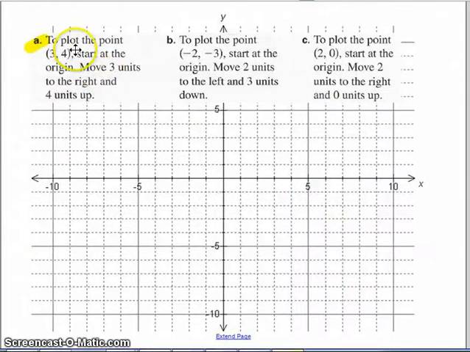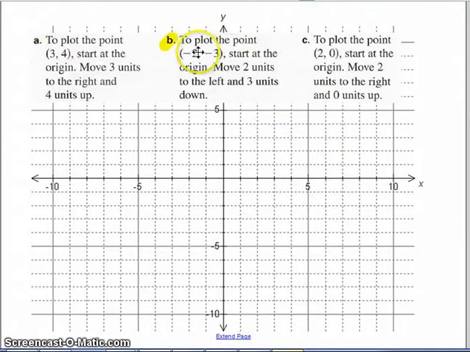To plot the point (3, 4), for example, like it says here, start at the origin. Well, there's my origin, (0, 0). And it says move 3 units to the right. I'm going to the right because 3 is positive, and that's a positive 3. 1, 2, 3 spaces. Then over here it says 4 up. I'm going 4 up because it's positive 4, and the second number is the y value, and y either goes up or down. So again, I'm going 1, 2, 3 spaces to the right, 1, 2, 3, 4 spaces up, and there's my point (3, 4).